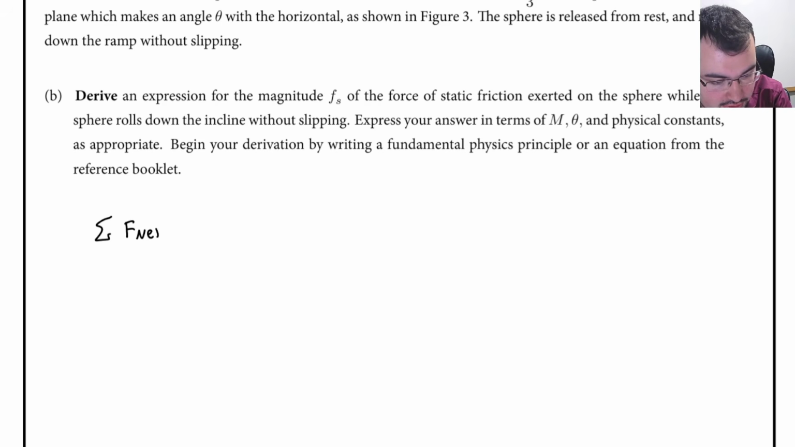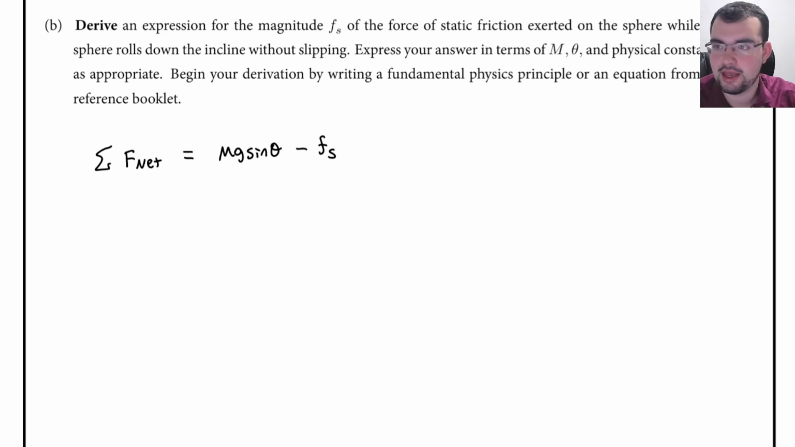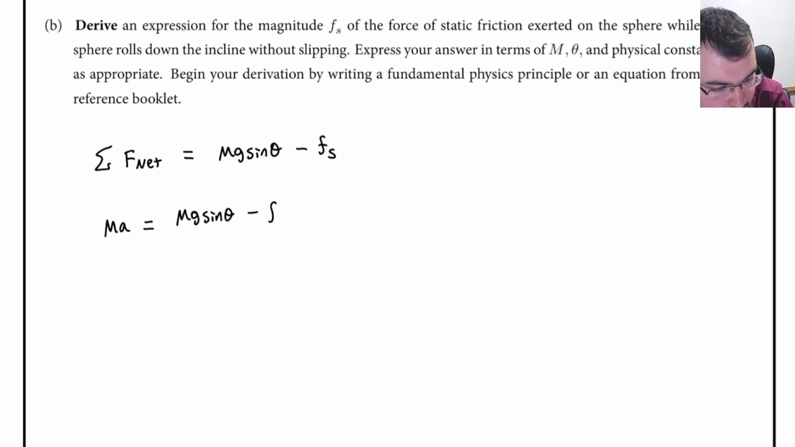So my net force acting on the sphere would be the mg sine theta that helps the motion minus the static friction that fights the motion. And we know that F net is equal to ma, so we get ma is equal to mg sine theta minus fs. That gives us an equation we can work with.